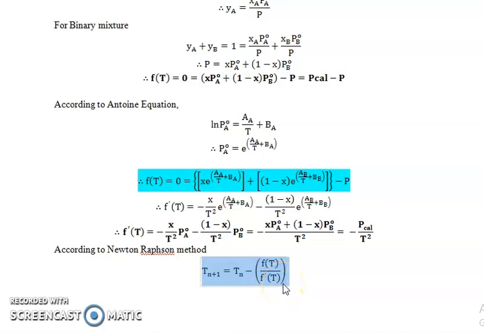We have to convert that into the temperature format, as the equation is in the format of f(T), and we need to calculate this particular function in the format of f(T). So we need to calculate f'(T) from this particular equation f(T). We have calculated the derivative of the above equation: the first term is minus x upon t square, then 1 minus x upon t square, and minus P, which is the constant value and will be removed automatically. So this is the f(T) function and this is the f'(T) function.